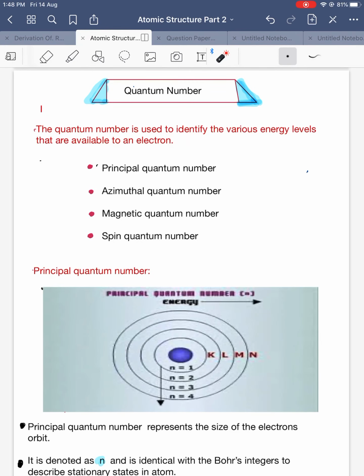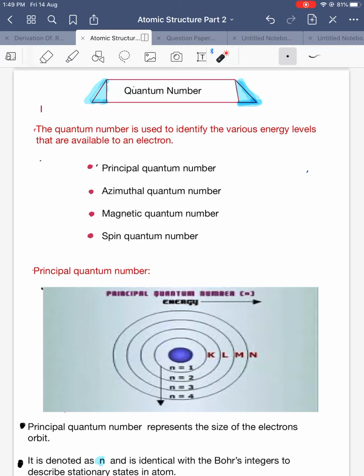The term quantum number is used to identify the various energy levels that are available to an electron. As we have discussed earlier, the atomic orbital is the region where the probability of finding an electron is very high, and each orbital in an atom is characterized by a unique set of 3 quantum numbers: principal quantum number, azimuthal quantum number, magnetic quantum number.